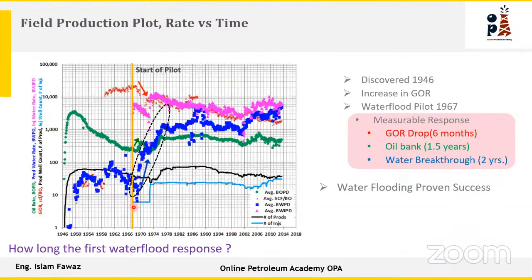You want to inject in your reservoir. This is a waterflood pilot starting in 1967. What is the measurable response of this pilot? Is this pilot successful or not? As you see here, the gas oil ratio is going back down, decreasing, which indicates that we have pressure support because we are increasing the reservoir pressure. And after some time, the oil rate increased. Why? Because we have pressure support.